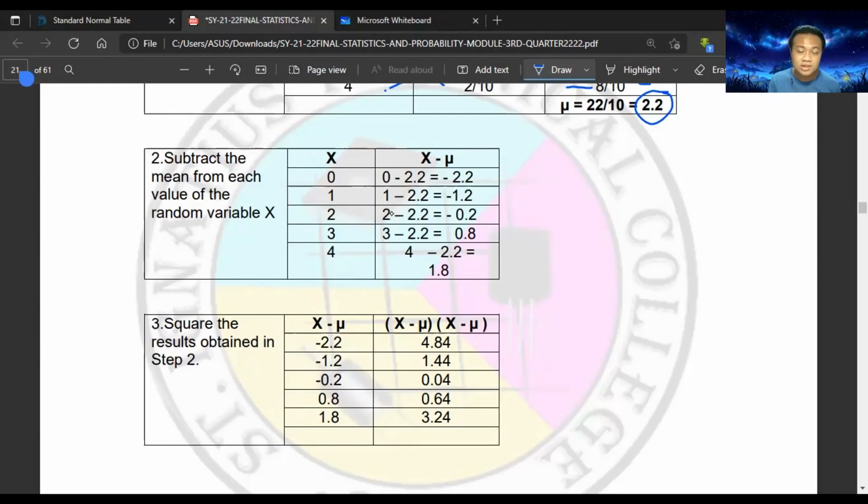So, 0, 1, 2, 3. You subtract the mean from each. So, 0 minus 2.2 is negative 2.2. 1 minus 2.2 is negative 1.2. 2 minus 2.2 is negative 0.2, no? And then 3 minus 2.2 is 0.8. And then 4 minus 2.2 is 1.8.